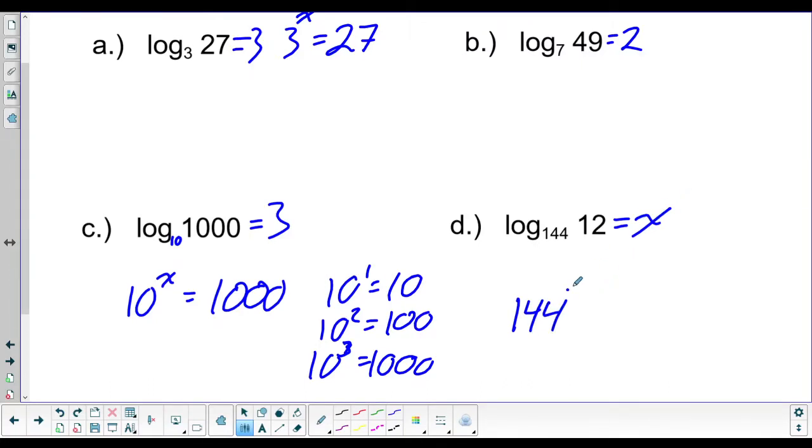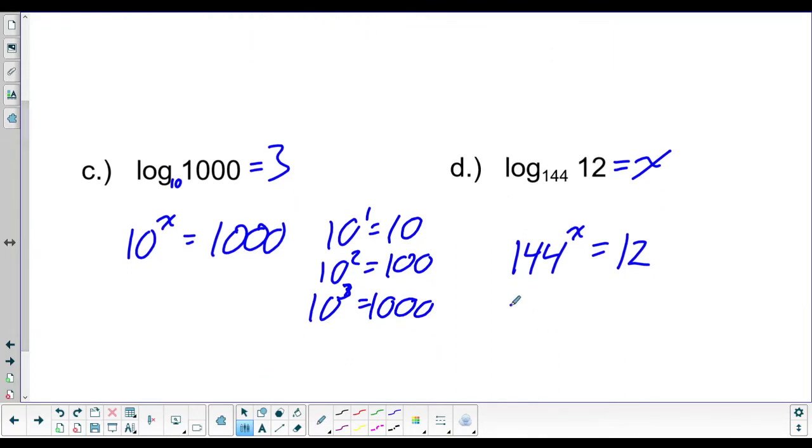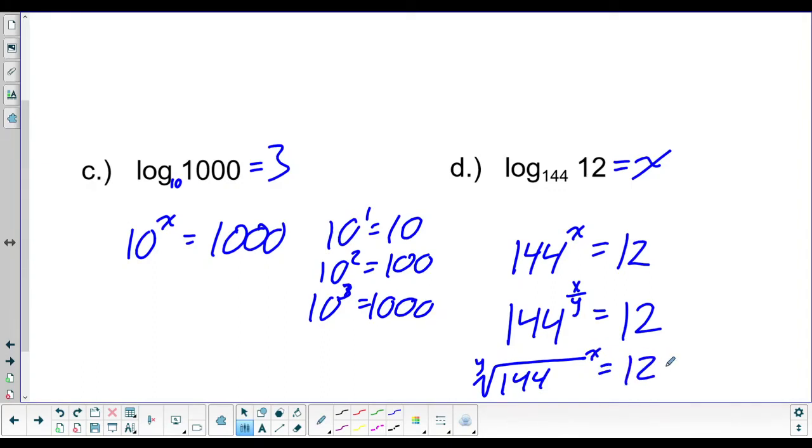To the power of x equals 12. Okay, so here's where, remember fraction exponents? If our exponent was a fraction, 144 to x over y, we want to rewrite this as a root, right? We have the y root of 144 to the power of x equals 12.